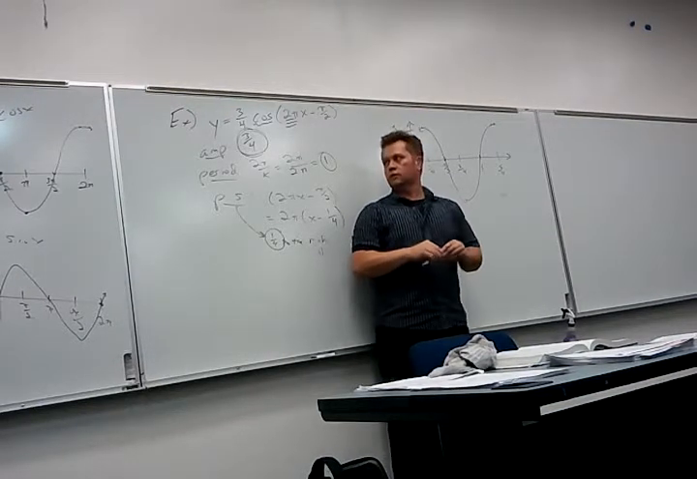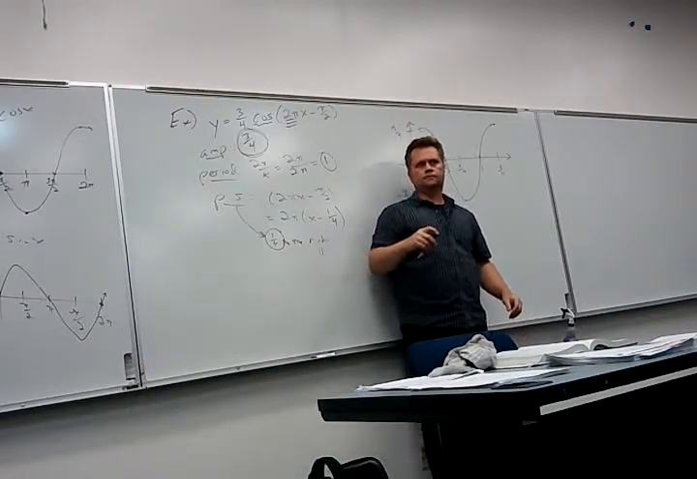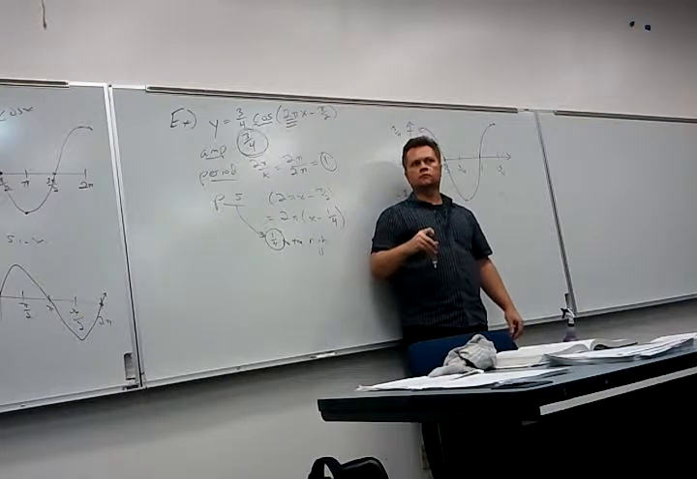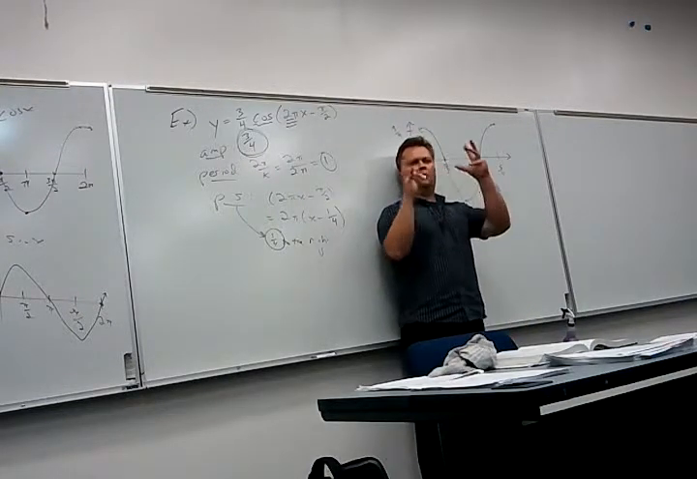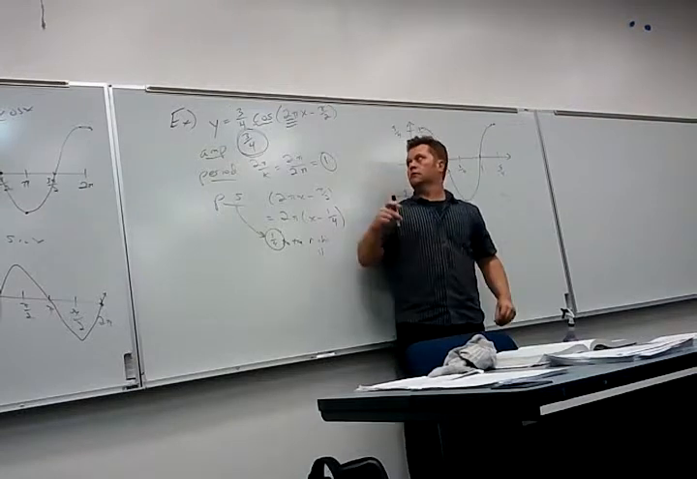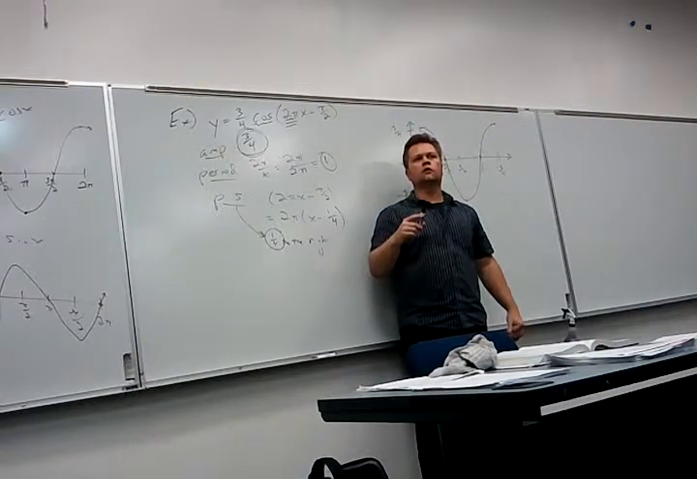Okay, so for the period, K is always going to be what's before the X. It's almost like the original slope, in a way. The original period is always going to be on the top.